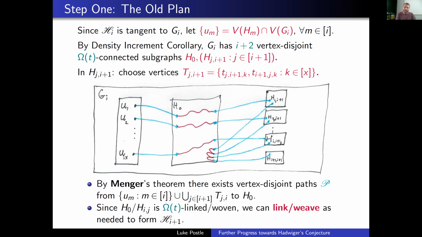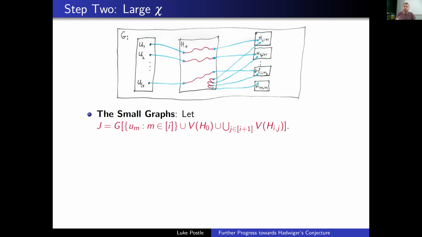The issue is, how do you get onward? Let's go to the other steps. Is there enough chromatic number left, right? Do we use up too much? Well, think about what we did here. So we had chi of GI was large. What did we lose? Well, we have all these small graphs, right? We had all the U's, the H0, the HIJs. So let J be the union, say, of all that. It's all small. So by the small graphs lemma, you're using at most T log log T colors for that, for the small stuff, right? There's only T U's, and there's only log T H's, and they're small, so you don't use too many colors on that part.